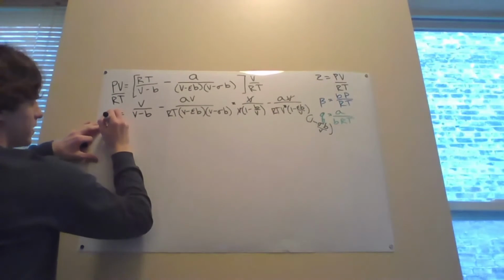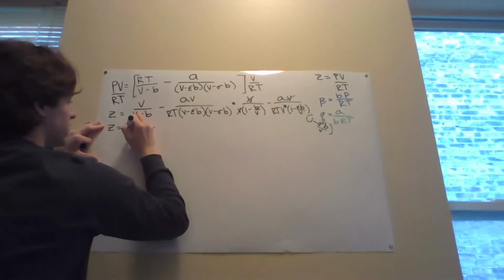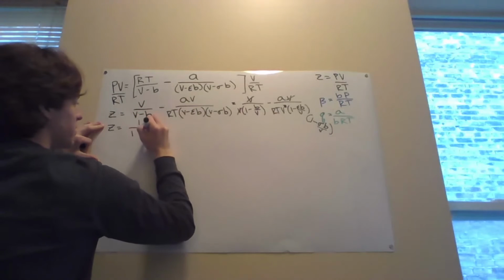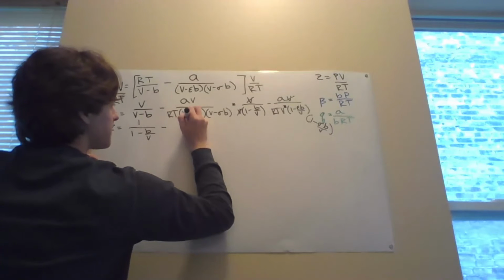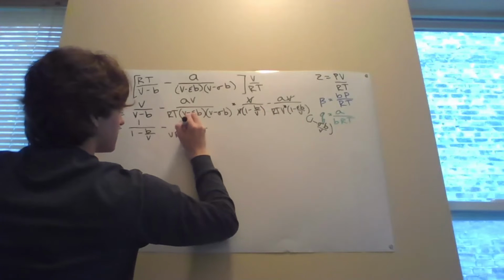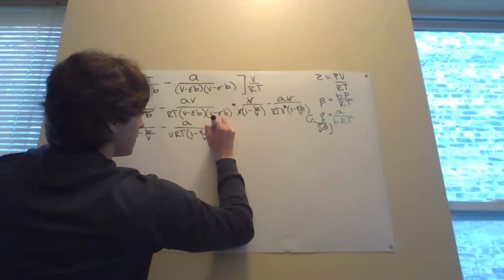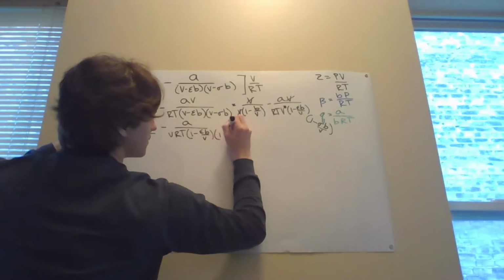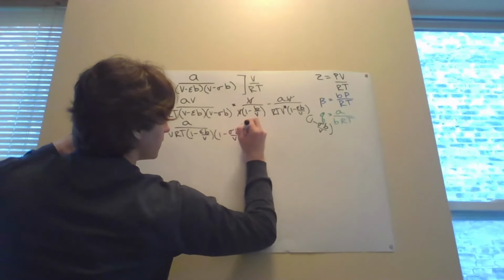So now we can rewrite the equation. This will be 1 over 1 minus b over V, minus a over V RT times 1 minus epsilon beta over V times 1 minus sigma beta over V.